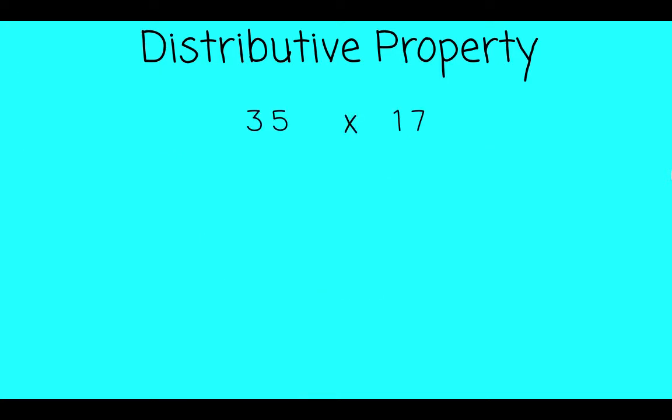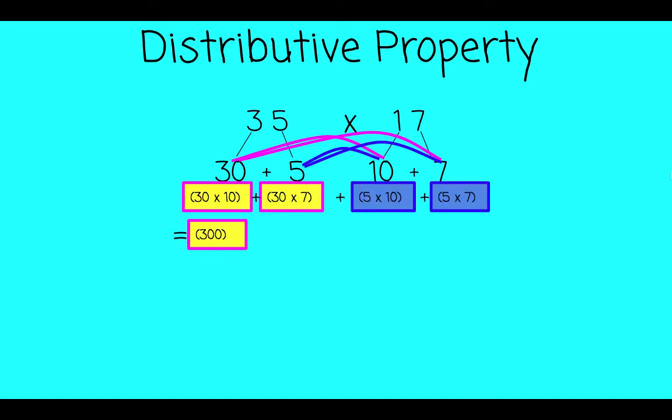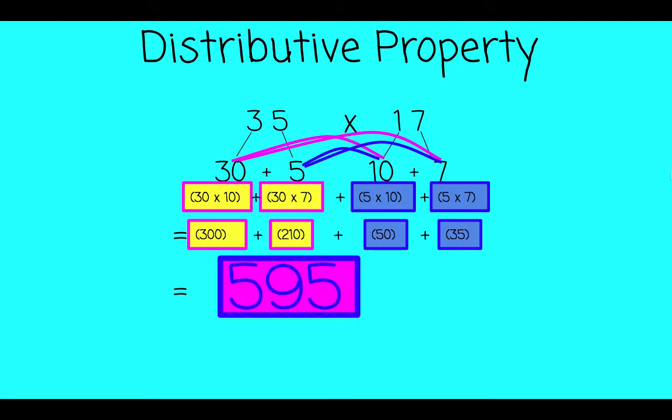Let's look at multiplying two-digit numbers times two-digit numbers. That 3 is 30, that 5 is 5. This 1 represents 10, and that 7 is 7. Let's multiply 30 times 10 plus 30 times 7 and 5 times 10 plus 5 times 7. That gives us 300, 210, 50, and 35. We'll add them together for a final product of 595.